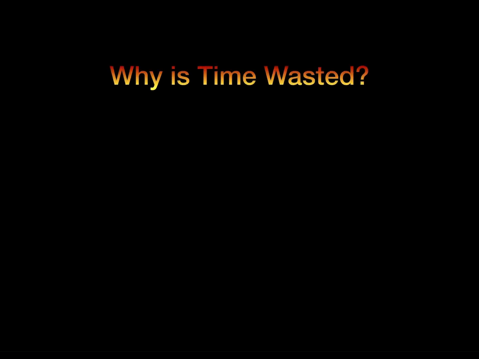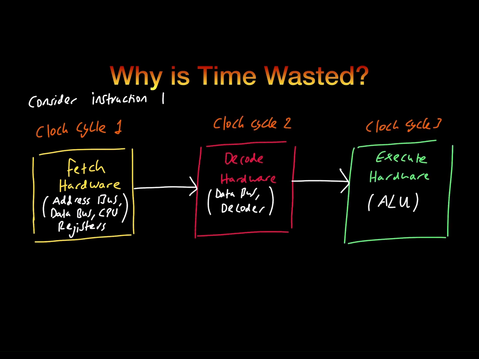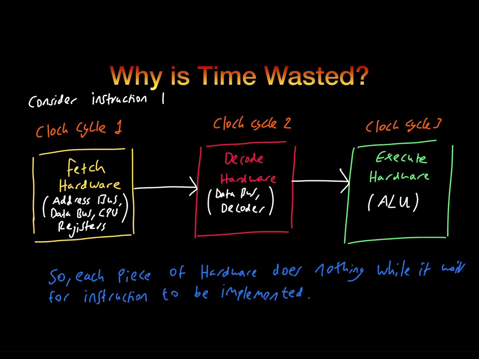Let's look at why this time is wasted. If you consider instruction 1 in the clock cycles, you see that in each clock cycle, the hardware for fetching, decoding, and execution is used one at a time. But if you observe the hardware being used, the fetch cycle uses the address bus, CPU registers, and data bus. The decode cycle uses the data bus and some decoder device. The execute cycle uses the arithmetic and logic unit, ALU for short. So, each piece of hardware does nothing while it waits for that first instruction to be implemented before it can start the next instruction. But in the meantime, it is a waste if they are not being used.